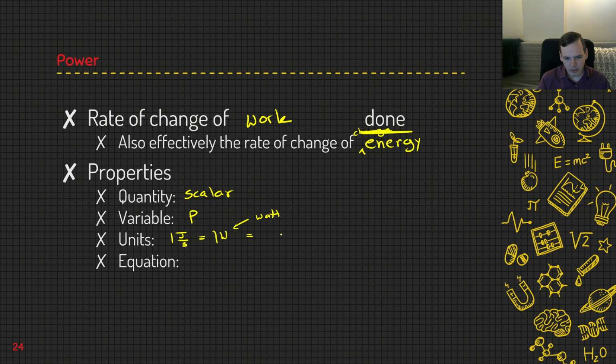And you can write this in all sorts of other ways. If you're curious, just replace a joule with anything that you know a joule is related to, and you can see all sorts of different things. And the equation for power is that power equals change in work over change in time, which we can also write as change in energy over change in time.